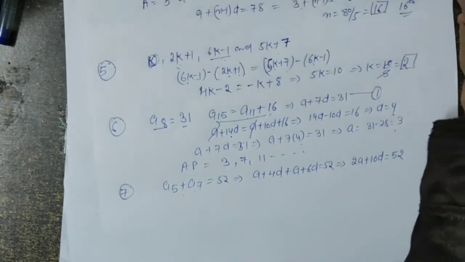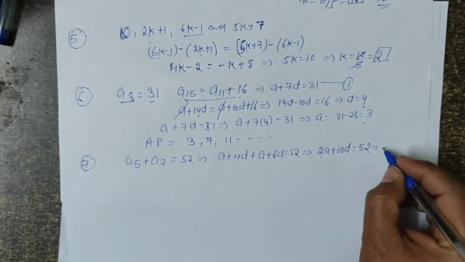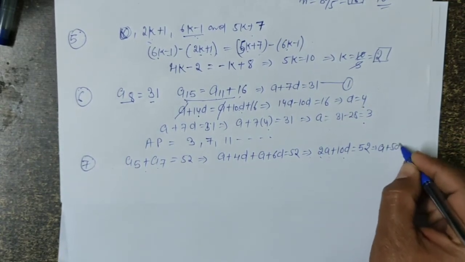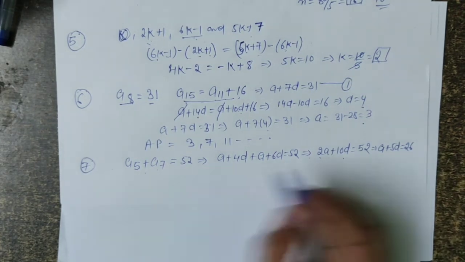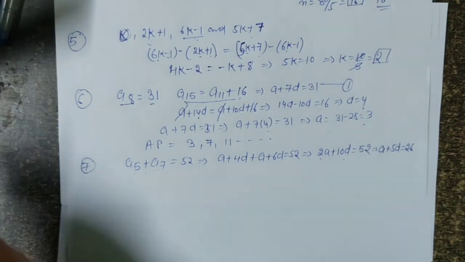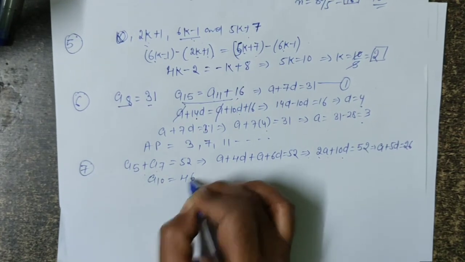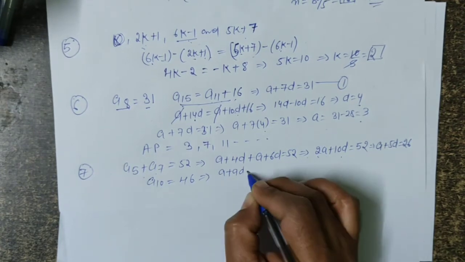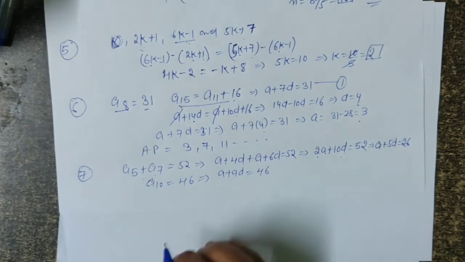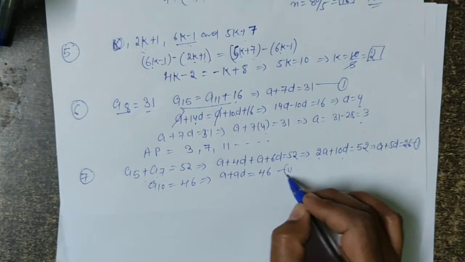What I do, if I divide it by 2, what will I get? A plus 5D equal to 26. Okay. Now this is the first equation and the 10th term is 46. This is given 46. Therefore A plus 9D, that will be 46. Now solve these two. This is called equation first, this is called equation second, beta.